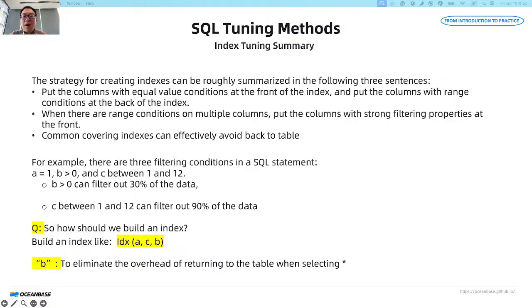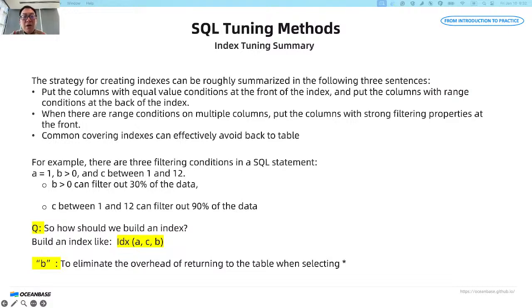Finally, let's summarize the strategy for creating indexes. 1. Put columns with equal value conditions at the front of the index, and the columns with range conditions at the back of the index. When there are range conditions on multiple columns, put the columns with strong filtering properties at the front. And the last one is using common covering indexes. You can effectively avoid back to the table.